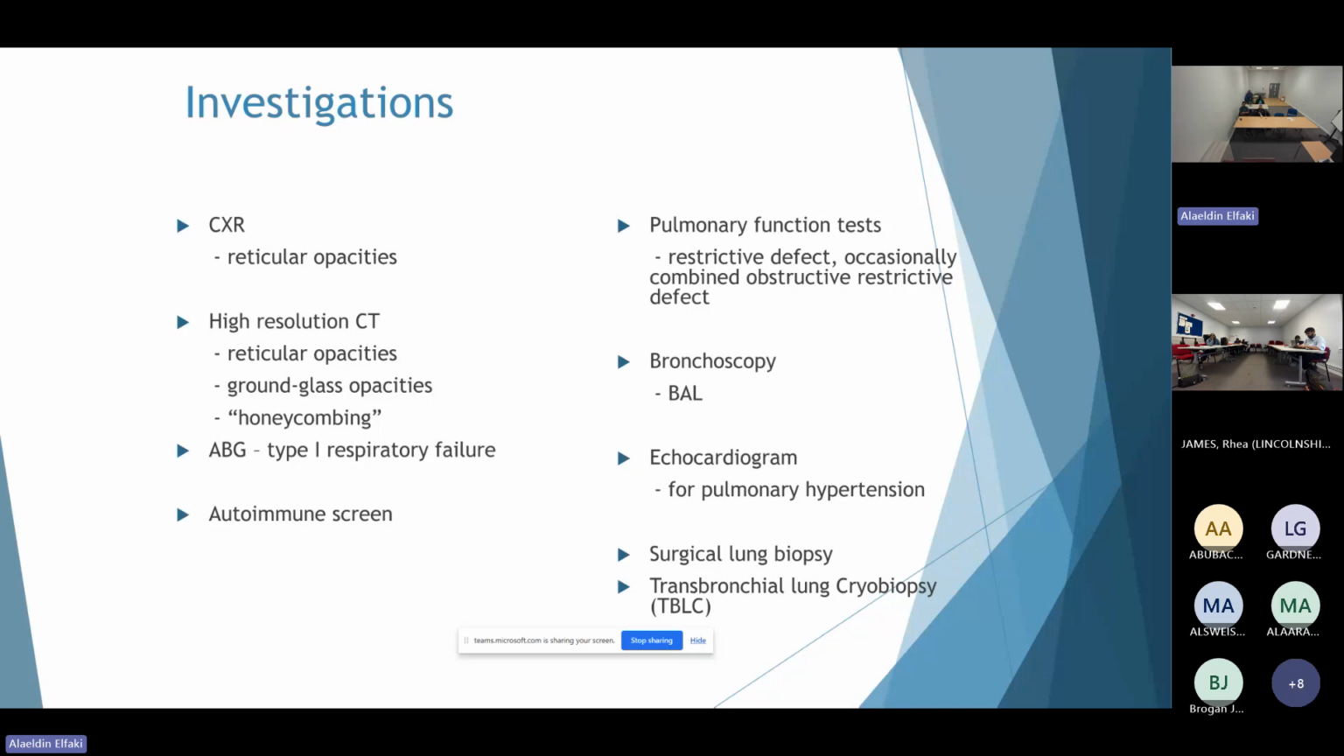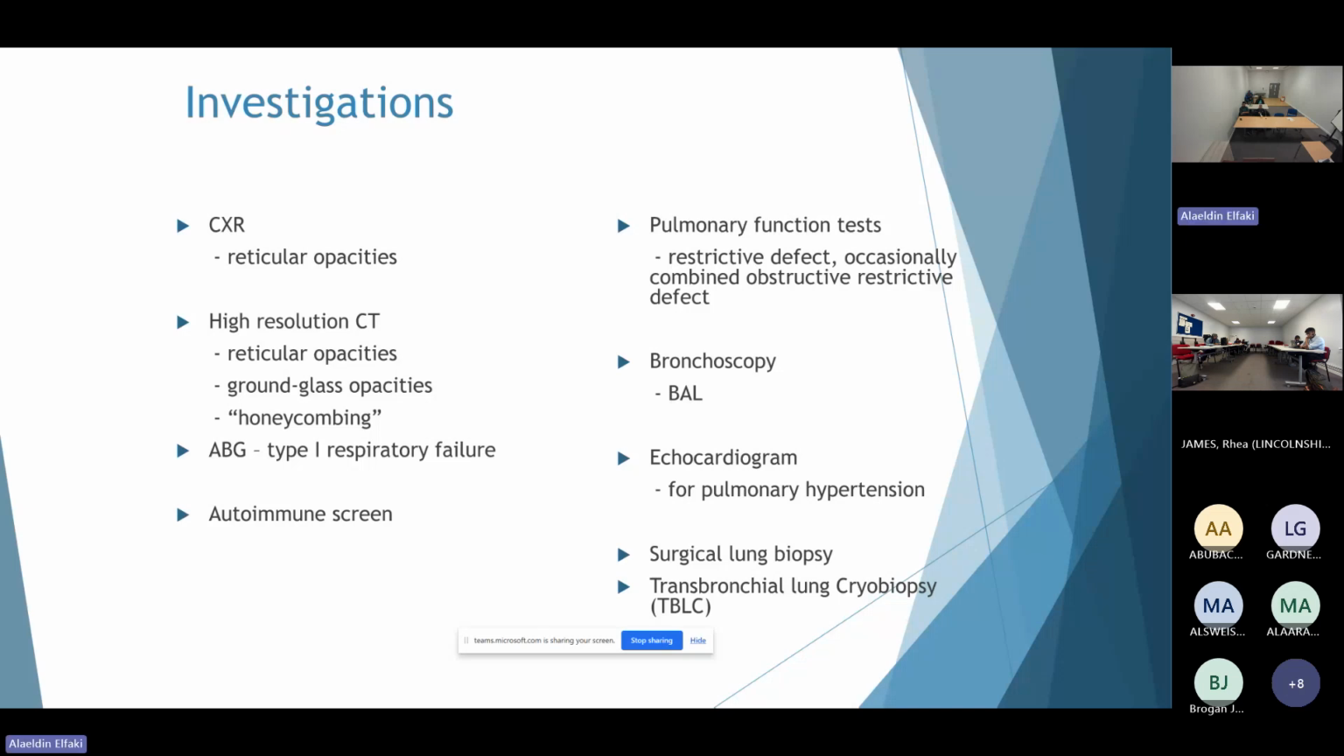So generally, for the investigation that you may request for any patient who you suspect has interstitial lung disease, chest X-ray would be the first one to start with. It might be normal if it is an early lung fibrosis, but in advanced lung fibrosis, you might see reticulation or nodular changes. High resolution CT chest is the gold standard test to investigate for ILD in general, and just to see the pattern and the extent of the distribution.